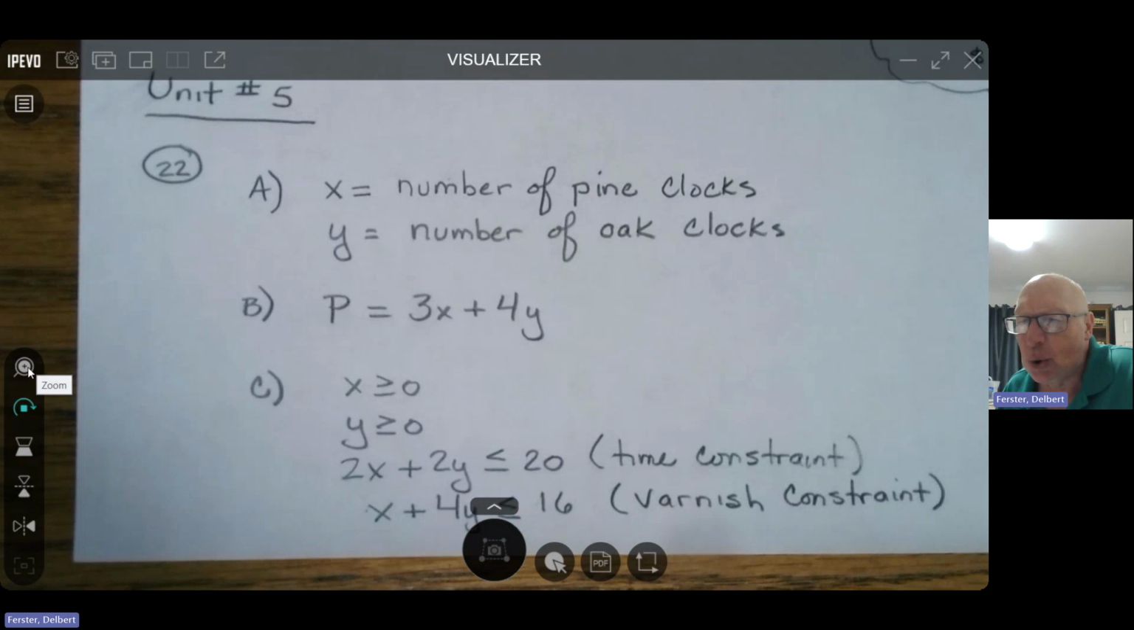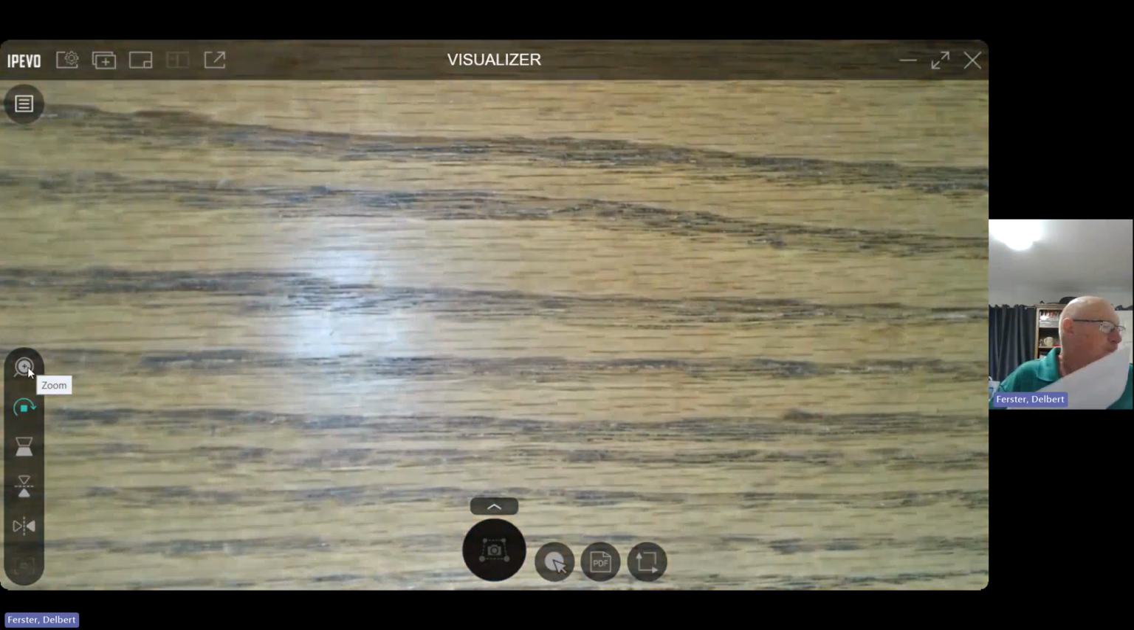The last constraint has to do with varnish required for these. And in the context of the problem, each pine clock needs 1 unit or 1 ounce of varnish, but each oak clock needs 4 ounces of varnish. And we have at most 16 ounces of varnish to use in our project. So we're going to see that our last constraint goes X plus 4 times Y. Remember, it's 4 ounces for each of those oak clocks, cannot exceed, so less than or equal to 16. And that, my friends, is our last constraint. And according to the words, that's it for problem 22. It's a setup entirely, and that's all we had to do. So we're going to move to 23.